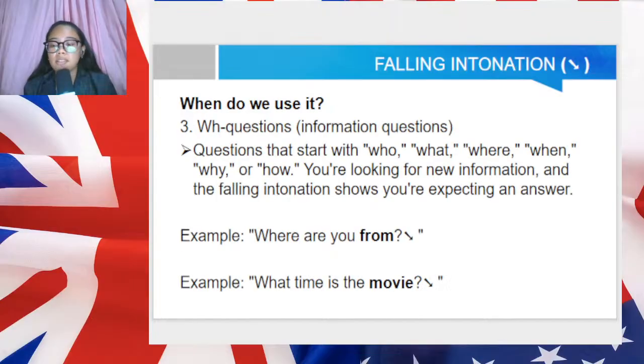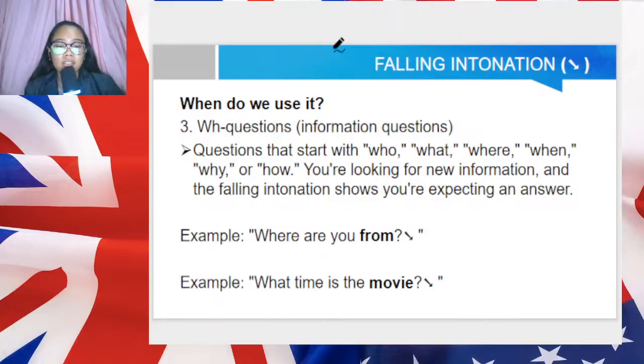Another context where we use falling intonation is on WH questions, information questions, which is kind of shocking, right? Because we know questions typically rise at the end.